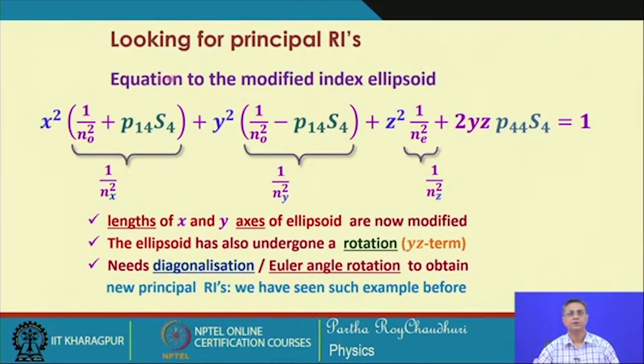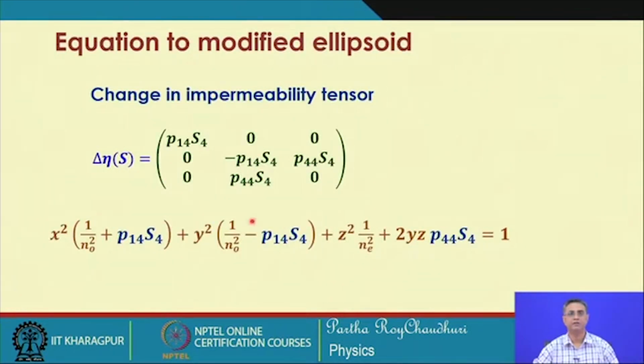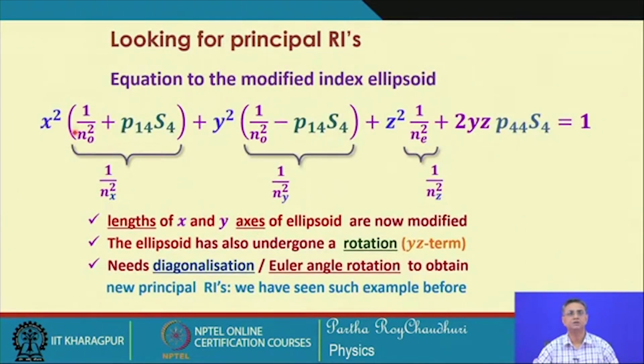Therefore, now we can look for the principal axis refractive indices. So, for that, from this equation, we have the form x squared into this, and we can call this entire quantity n_x squared, this quantity n_y squared, and this quantity, just for completeness, we can write equal to n_z squared, and you have this.